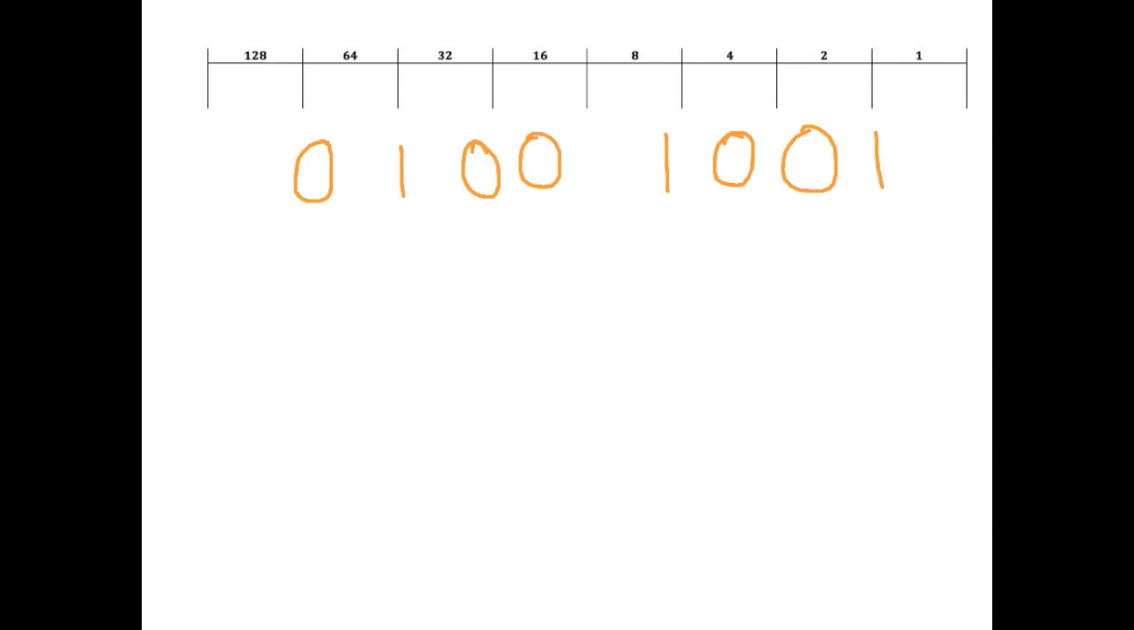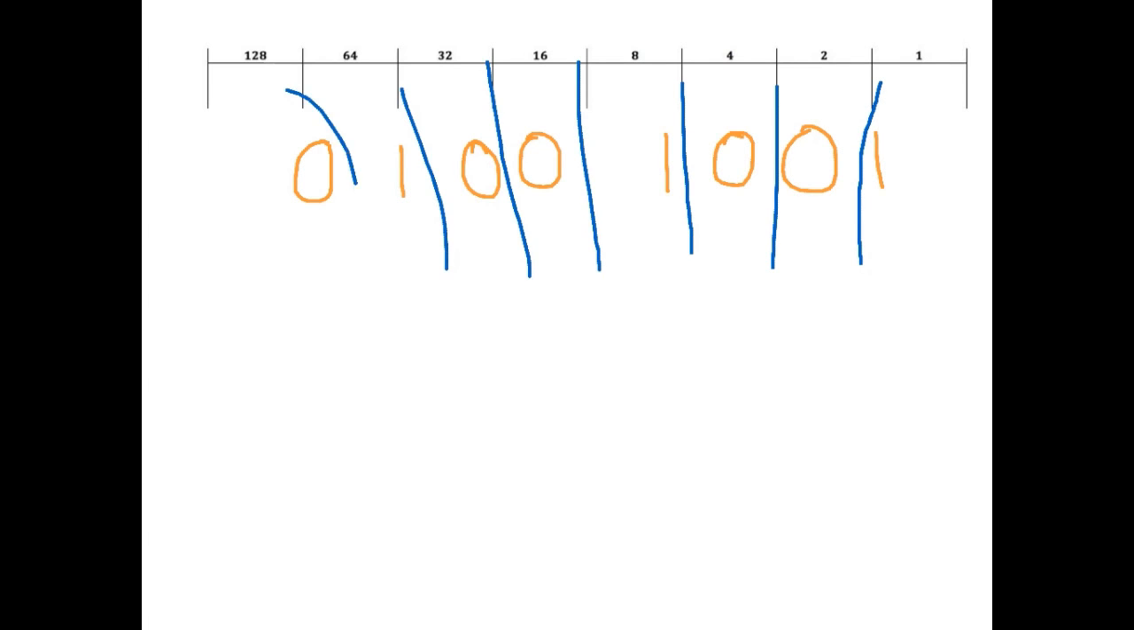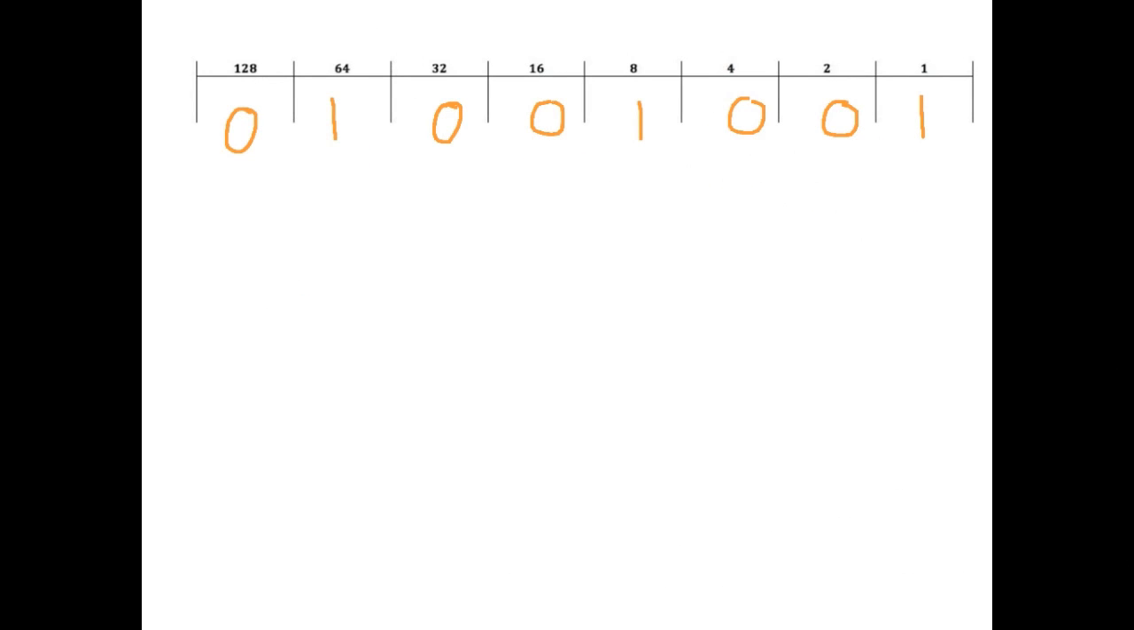So let's say we have the binary string 01001001, and I'm just picking a number at random here. How do we know how that converts to decimal? Well, each of those items has a place value. If we line all of these up, we can see their place values.